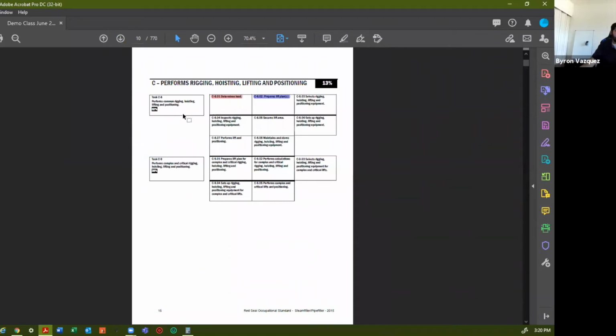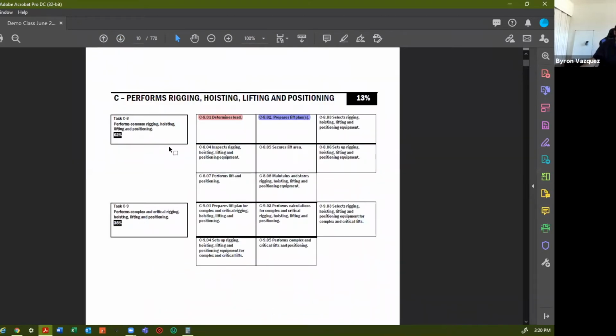So this is the task matrix I mentioned earlier. This is the task matrix for major work activity C. And so these are what they call blocks, which, as you can see, task C8, and these are tasks. So this is not what they base the Red Seal question on. On the next page, we're going to be looking at subtasks, which is where we're going to spend most of our time, which is where I've pulled questions out of, and which is where the reading packages are going to be coming from. So we're going to be focusing, because we don't have a lot of time today, on determines loads, task C 8.01, and task 8.02 prepares lifts and plans.